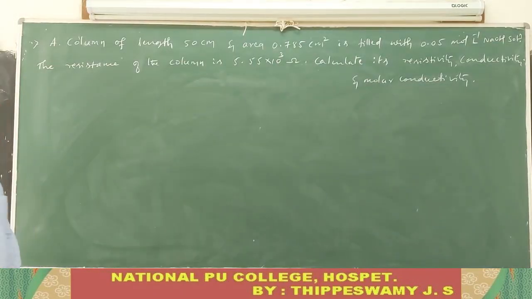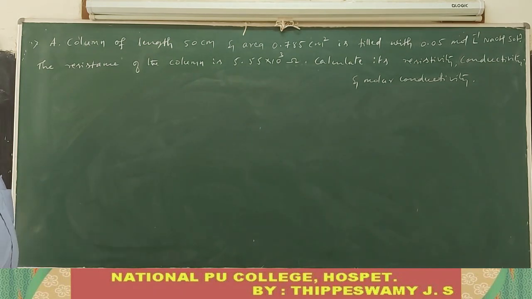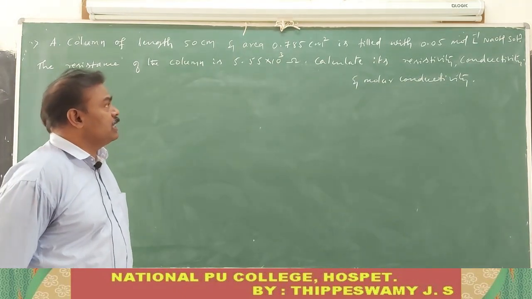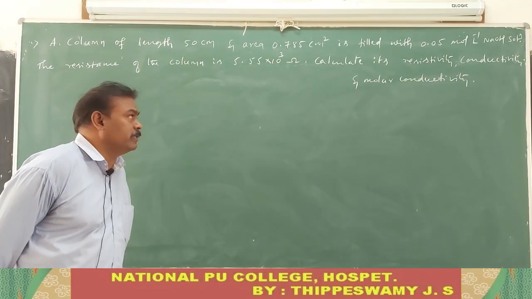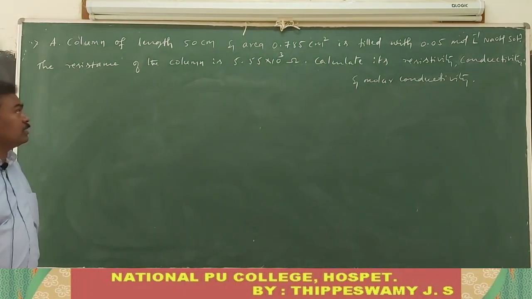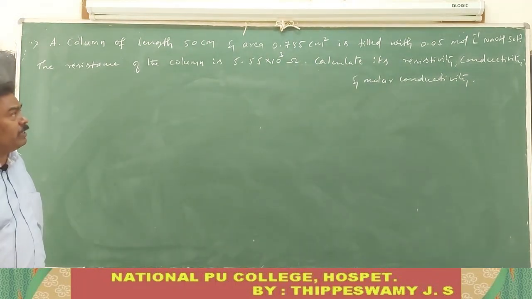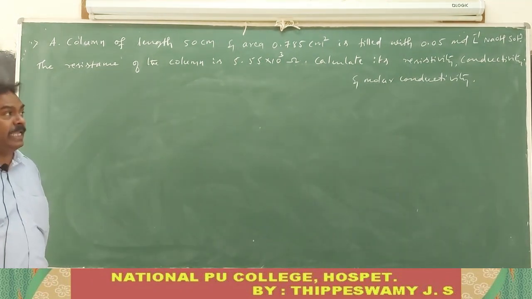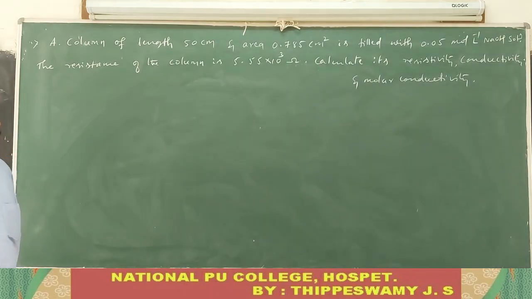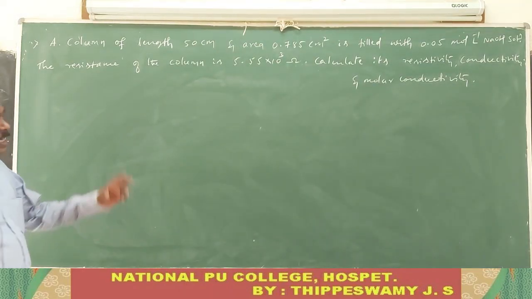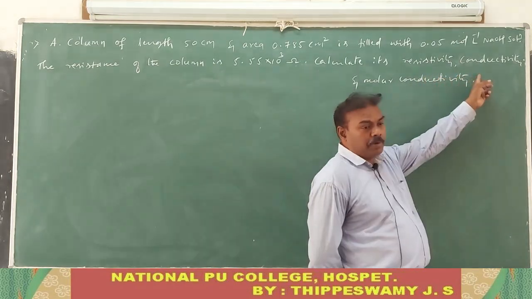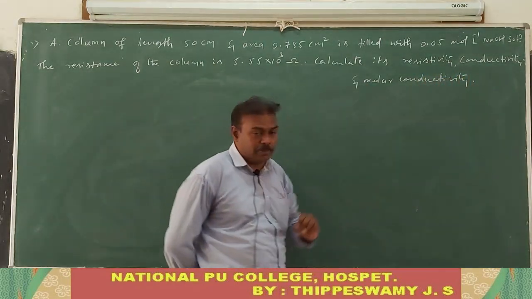Okay, next one we'll see. A column of length 50 centimeter and area 0.785 centimeter square is filled with 0.05 mole per liter solution. The resistance of the column is 5.55 into 10 to the power 3 ohm. Calculate its resistivity, conductivity and molar conductivity. There are three questions asked here: resistivity, conductivity, and molar conductivity.